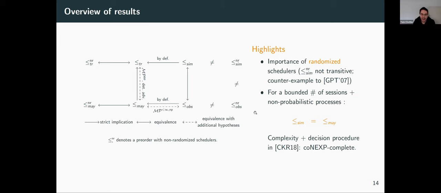Tom? Hi, great talk, thanks a lot. I wondered if you had any examples of protocols with probabilistic vulnerabilities?